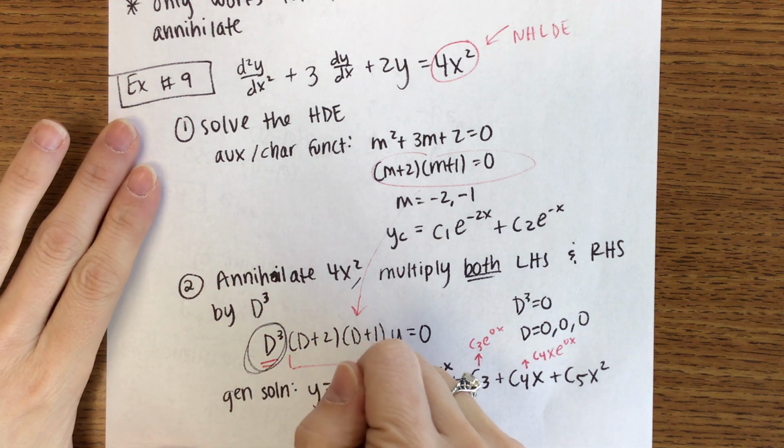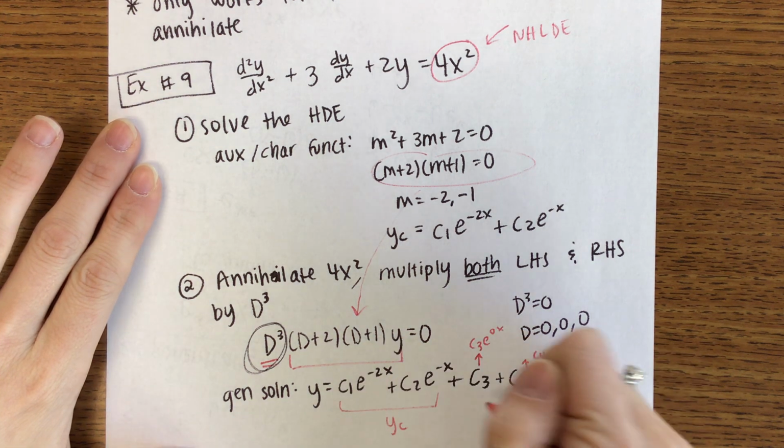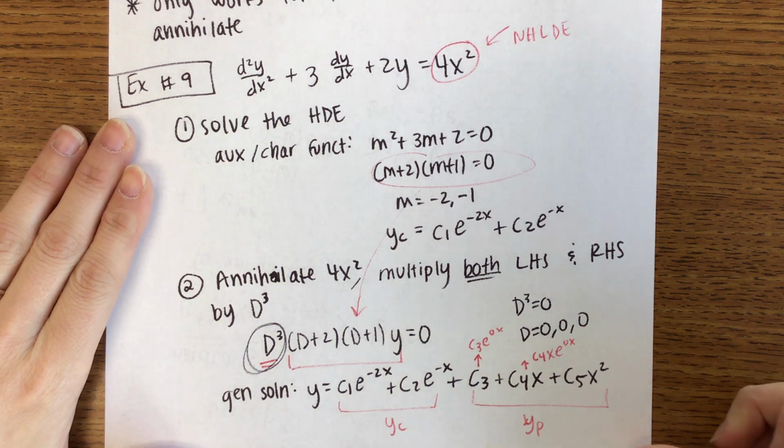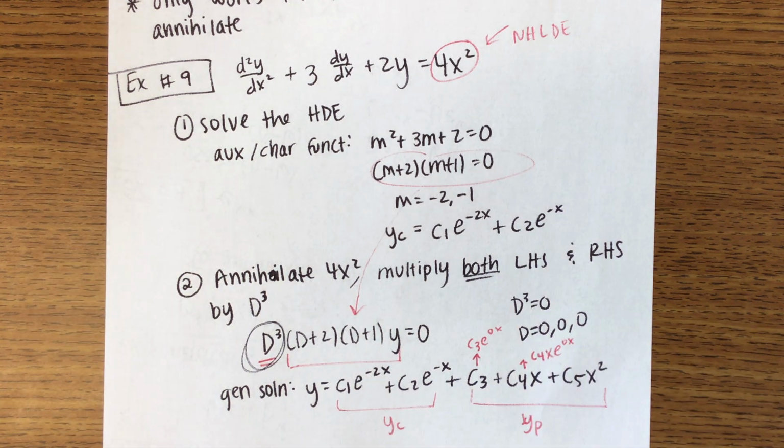Okay, so this, like we said, is your complementary solution. This is going to be your particular solution. Now, how many constants should we have in our solution based on the original equation? 2. Second order, there should be 2 constants. We are not allowed to leave all 5 of these. Particular solution does not have constants. So we're going to have to find that C3, C4, C5. These 2 are going to stay.